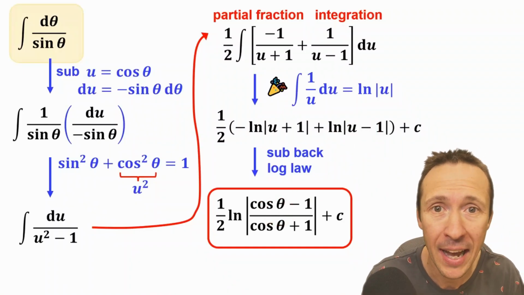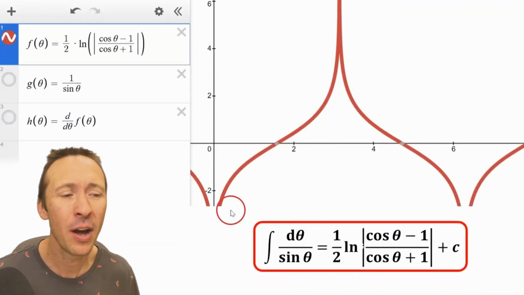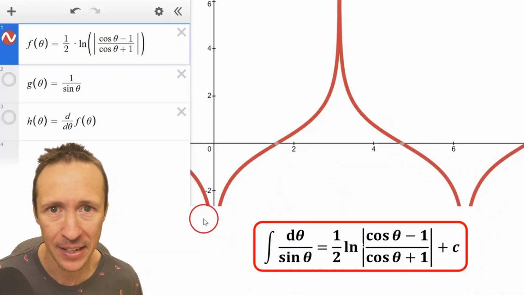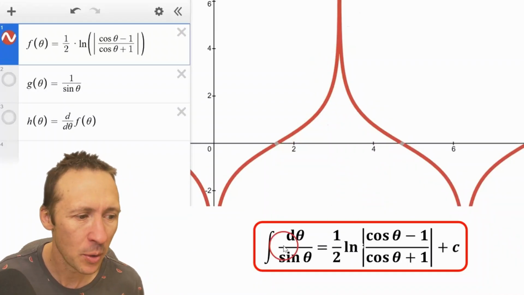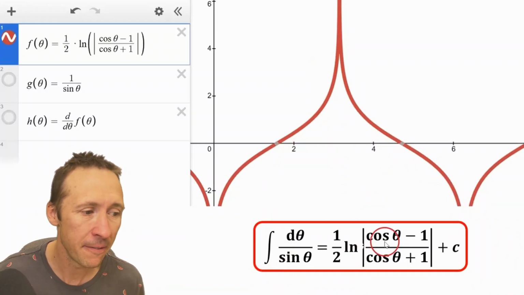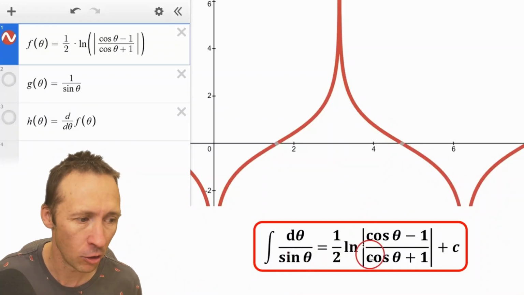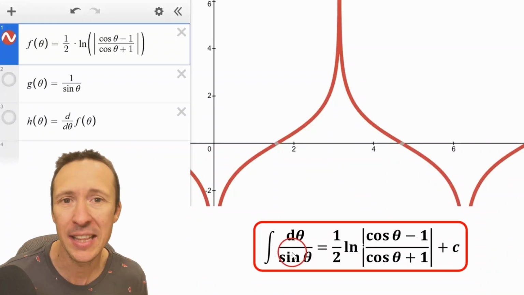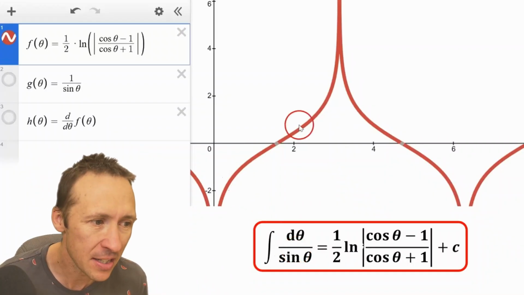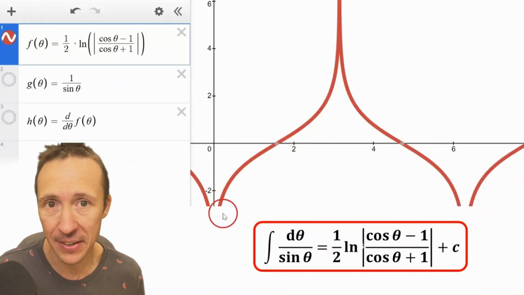But don't go away yet, because we need to prove this result. Is it actually true? Well, I went on desmos.com on the graphing calculator. Now the red curve represents the function that we get when we evaluate the integral. It's this ln function right here that I graphed. And 1 over sine theta should be the derivative of our ln function, because the integral is like doing the antiderivative, right?